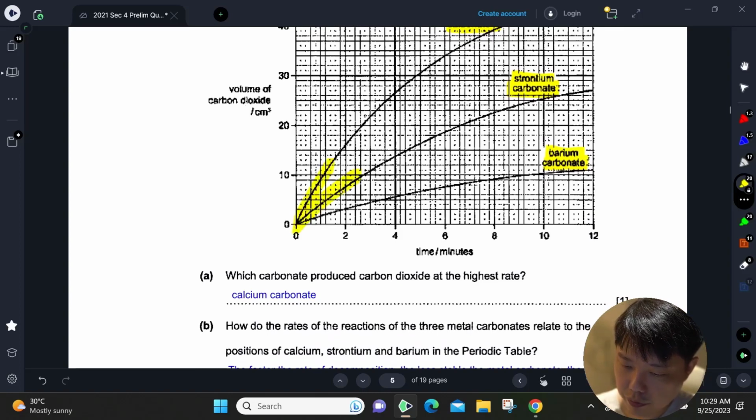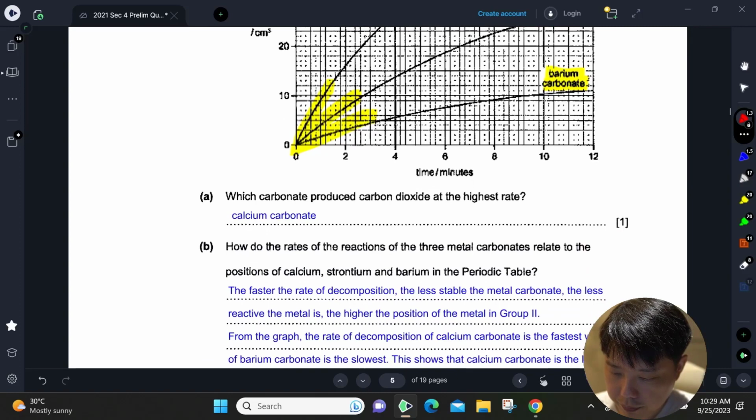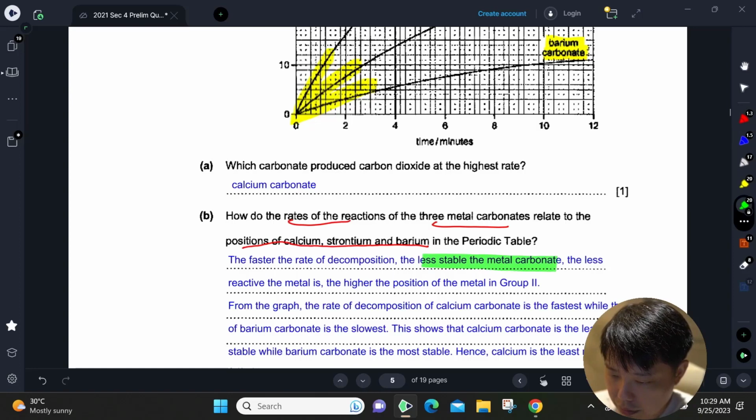So you want to observe the three graphs, which graph has the steepest gradient, because gradient corresponds to the rate of reaction. Okay, so obviously calcium carbonate here wins. It has the highest rate of reaction. How do the rates of the three metal carbonates relate to the position of these three metals in the periodic table? So you've got to understand, the faster the rate of decomposition, the less stable the metal carbonate is. Because you decompose faster, the metal carbonate itself is less stable.